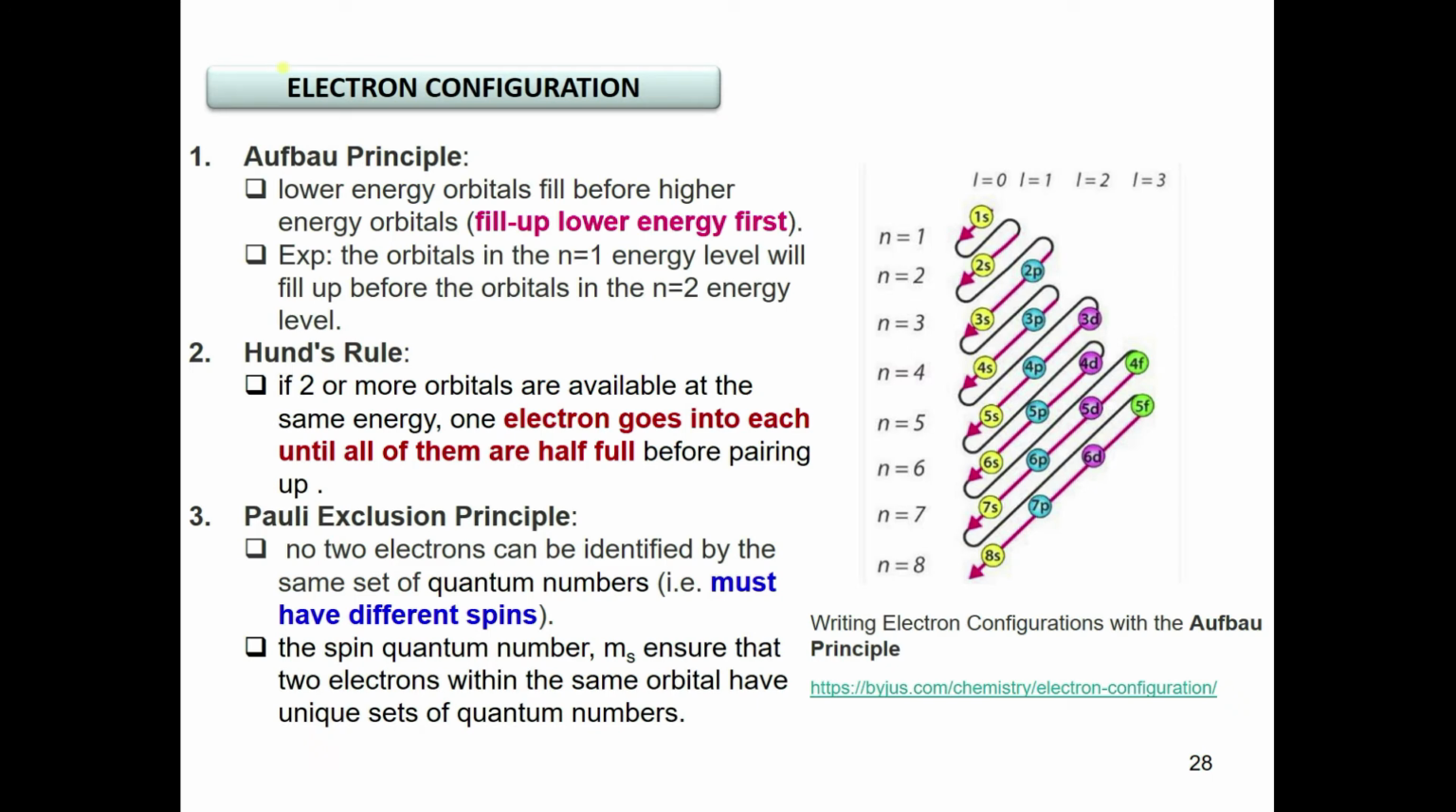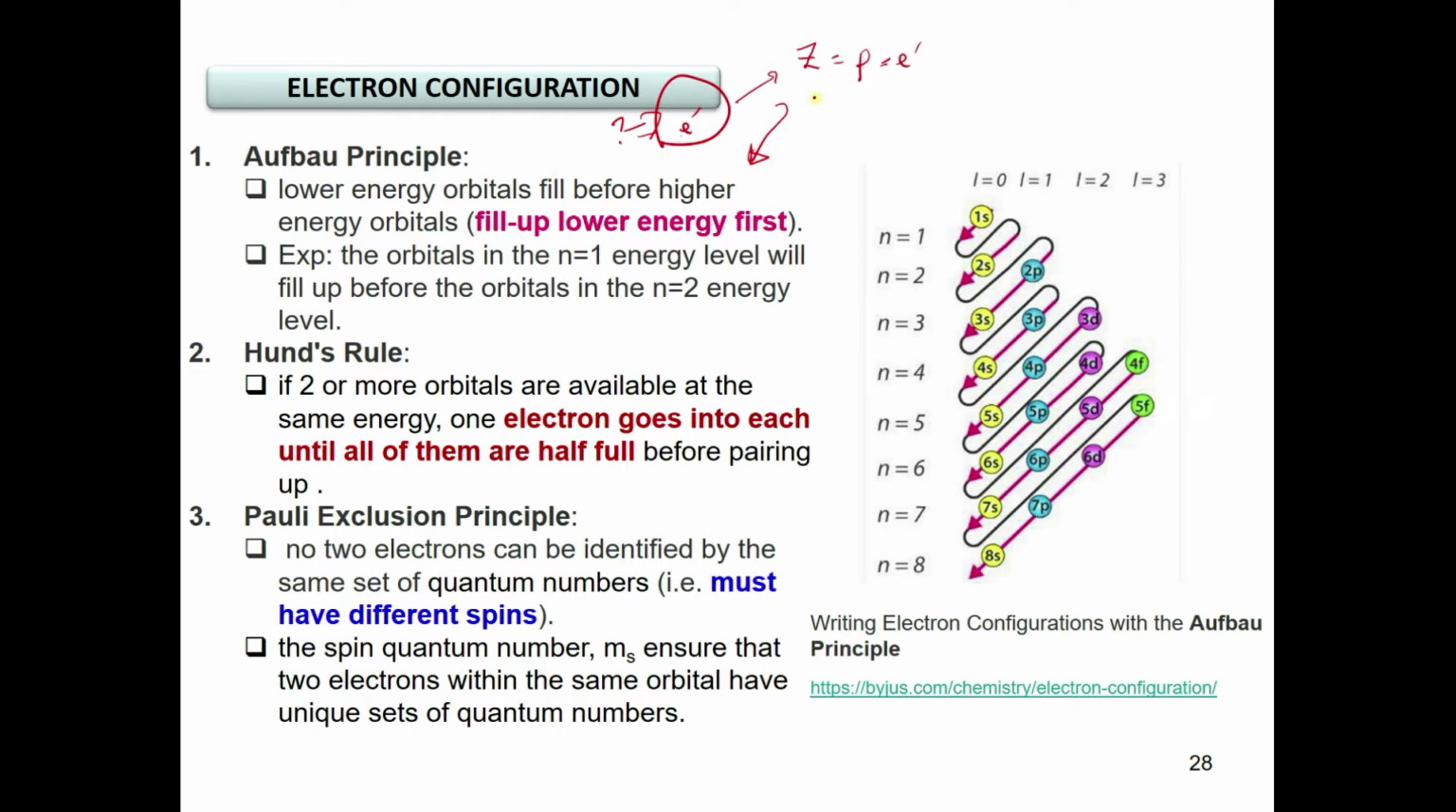Every element has its own atom, and each atom has a different number of electrons, right? So how are we able to determine how many electrons are in an atom? For a particular element, we have the atomic number, the number of protons. For a neutral atom, the number of electrons is equal to the number of protons. By knowing this number of electrons, we should be able to configure the electrons within the atom.